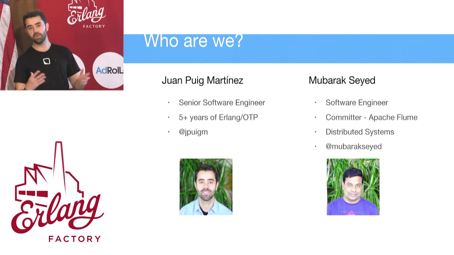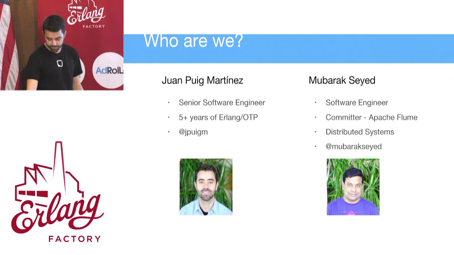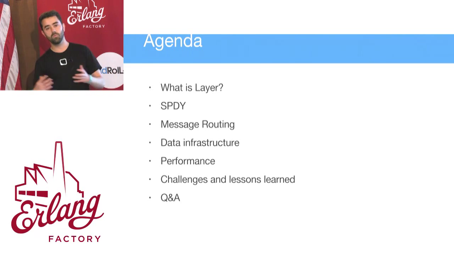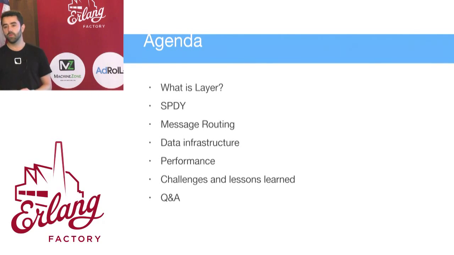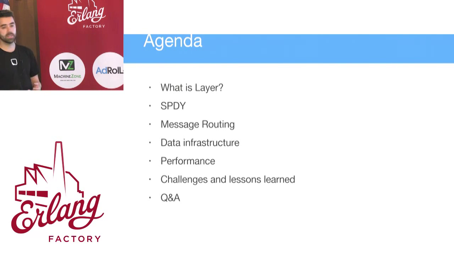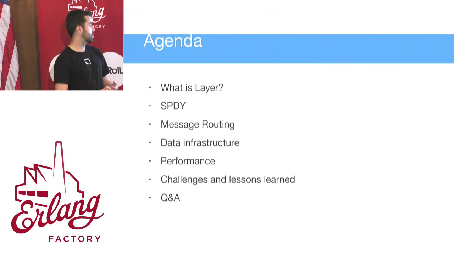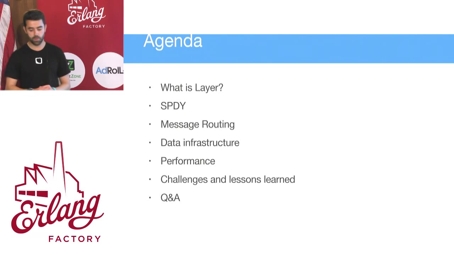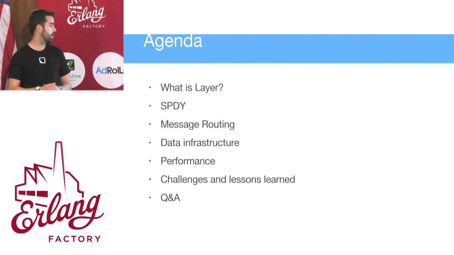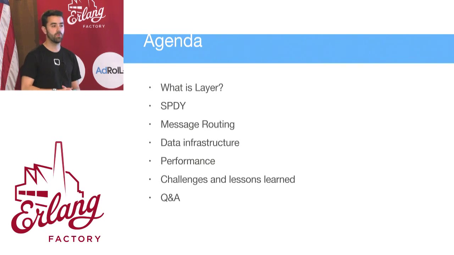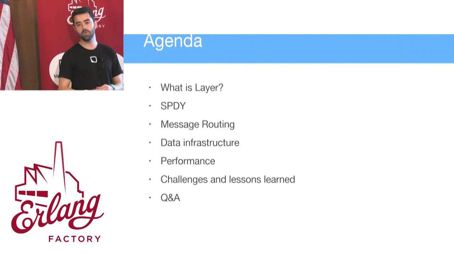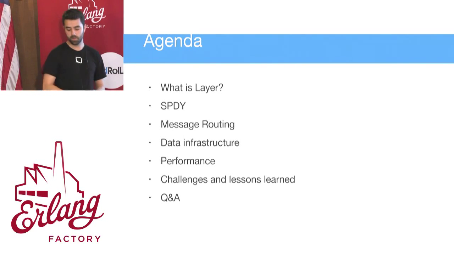We'll be delivering different sections today, and I will kick it off. This is going to be the agenda for today. We're going to start off by introducing Layer, the concept, and what Layer does. Then we're going to go through three main components in this talk. The first is Speedy, the second is message routing, and the third is data infrastructure. After this, we will go through several topics about performance, problems we faced, difficulties we solved, and lessons learned, of course. Then we'll open it up for 10 minutes, or whatever is left, for questions and answers. By the way, feel free to stop me anytime if you have any questions or comments. They're more than welcome.